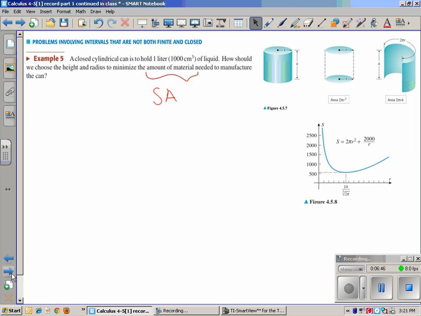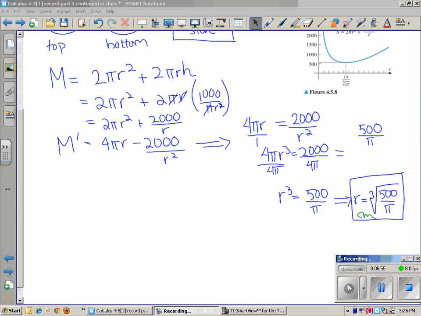So take a look at the picture. They gave you a graph. I'm going to actually show you how to come up with that, and then you can take a look at my work. So pause now and try to set this up. Okay.